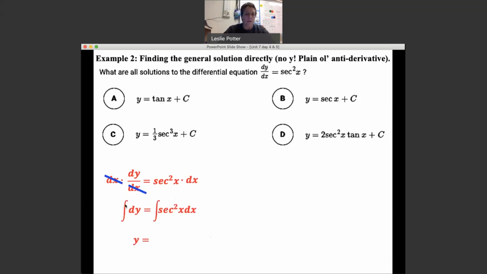Remember, antiderivative of dy, there's a coefficient here, it's 1. So this is really 1 dy. And just like on the last screen, where we're integrating 1 by x, we're going to integrate 1 by y on the left side here. So y equals, and then if you remember your trig derivative rules and run those backwards, we know this is tan x plus c. So the answer's got to be A here.